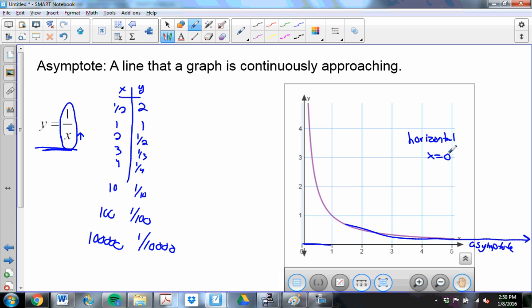Interestingly enough, the graph of 1 over x actually has 2 asymptotes. Oh, I'm sorry, this was y equals 0. There's also a vertical asymptote here at the line x equals 0.